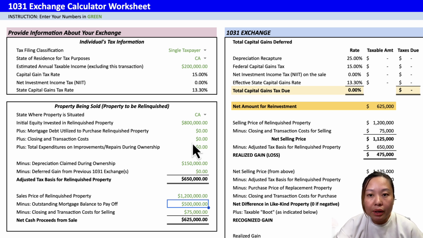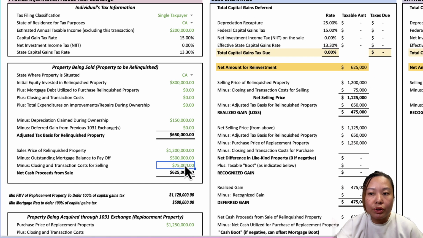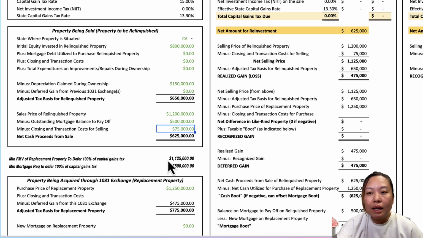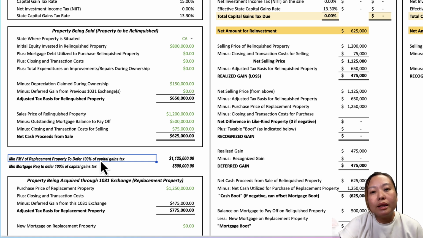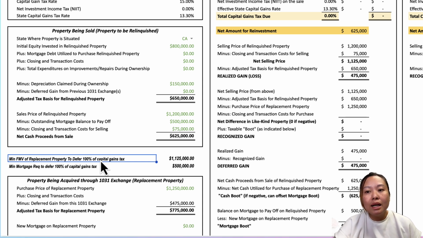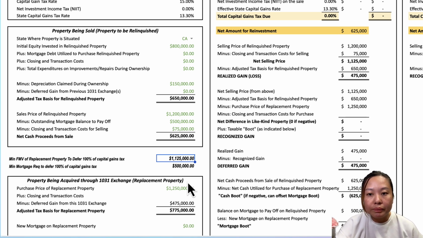So remember up here, you have the closing cost for when you bought it, and down here you have the closing cost when you sell it. You can add it, but I don't want to add it at this point. The calculator gives you some information on the minimum market value of the replacement property if you want to defer 100% of the capital gain tax. So you need to buy this much property to make sure that you don't have to pay boot. And then it also gives you the minimum mortgage that you need to meet.